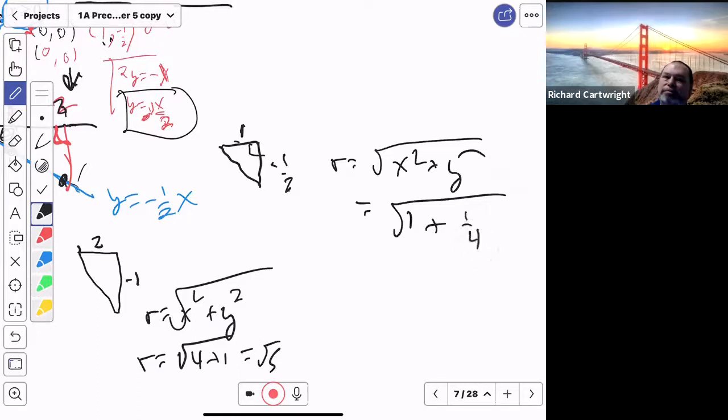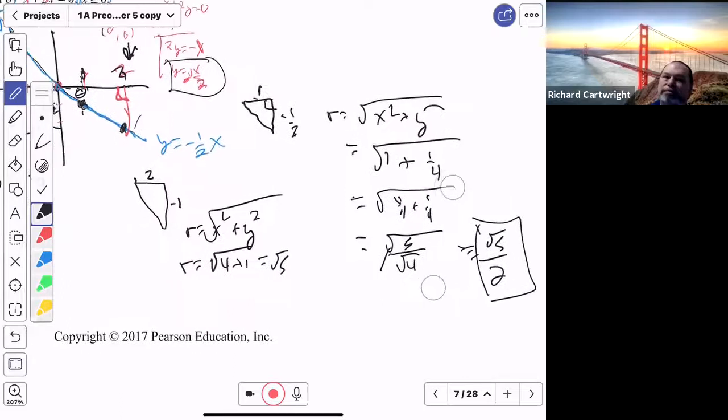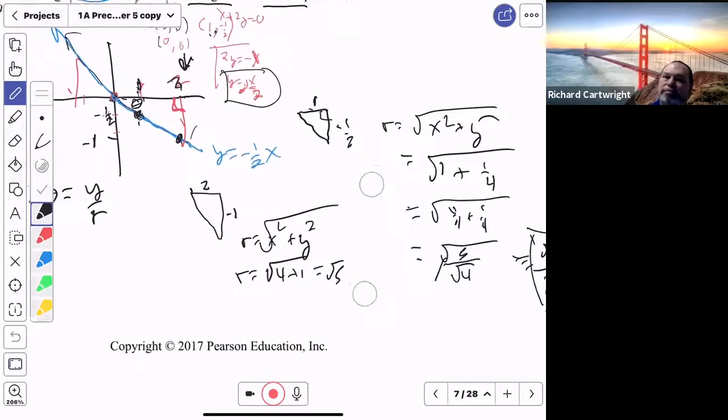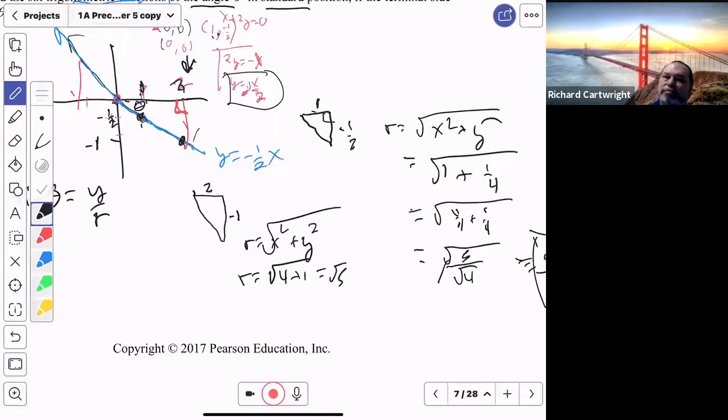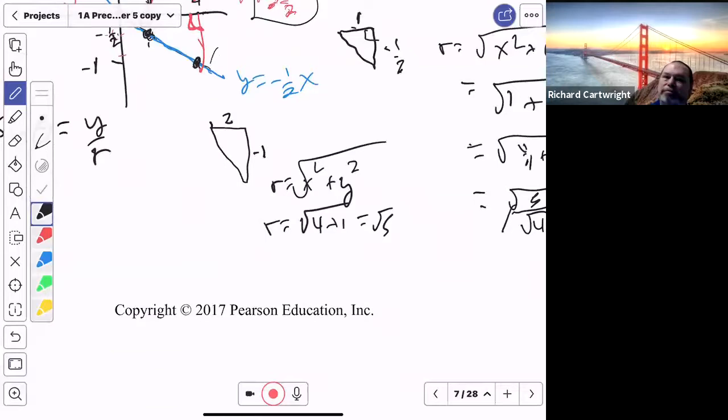Square root of 1 plus 1/4. This is why I didn't pick this one. 4 over 4 plus 1 over 4 is the square root of 5 over 4, which turns into square root of 5 over 2, because when you take the square root of the bottom, it turns into that, remember? So that would be the r I would use if I chose to stop there. When you change your triangle, you're changing the x's and the y's. I'll go back to the easier one. So square root of 5 is my r.